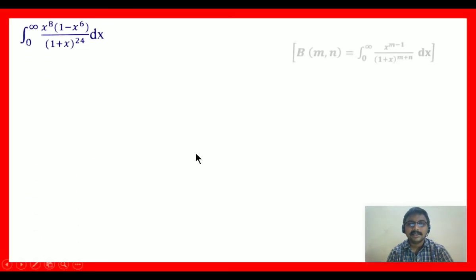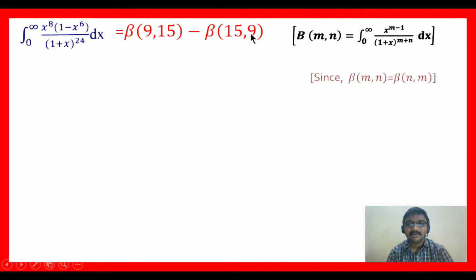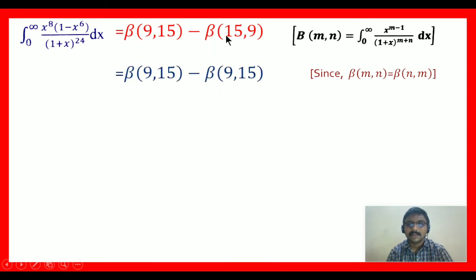Using the beta of m, n formula, for the first integrand we have m is 9 and n is 15. For the second integrand, m is 15 and n is 9. But we know that beta of m, n is always equal to beta of n, m. So clearly beta of 15 comma 9 can be written as beta of 9 comma 15. Since both are the same, they cancel and the result is 0. Hence proved.